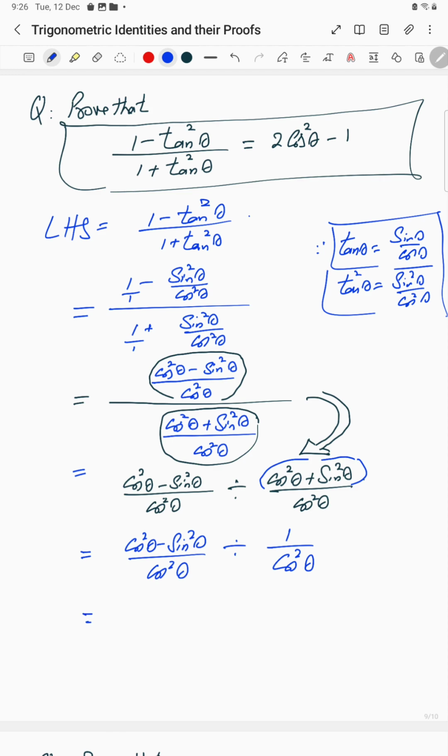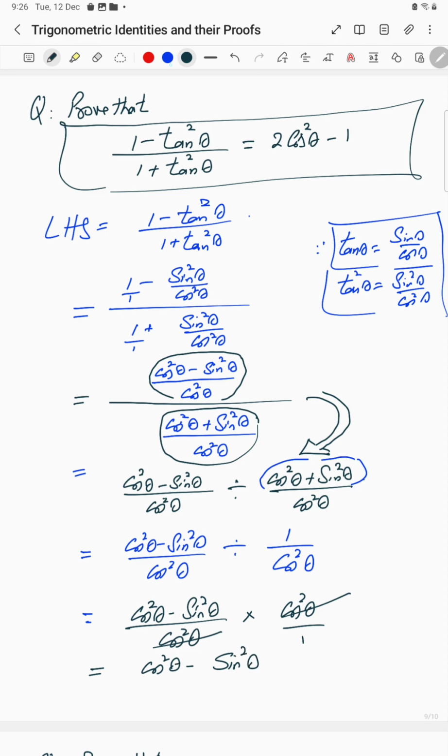So now do the algebraic manipulation here. It will be cos square theta minus sine square theta over cos square theta. Division will change into multiplication, and the next term will be flipped. Here it's cancelled. We get cos square theta minus sine square theta. Now you need to know that this is the answer, but we have to prove that it is based only on the cos square term. We don't need sine square.